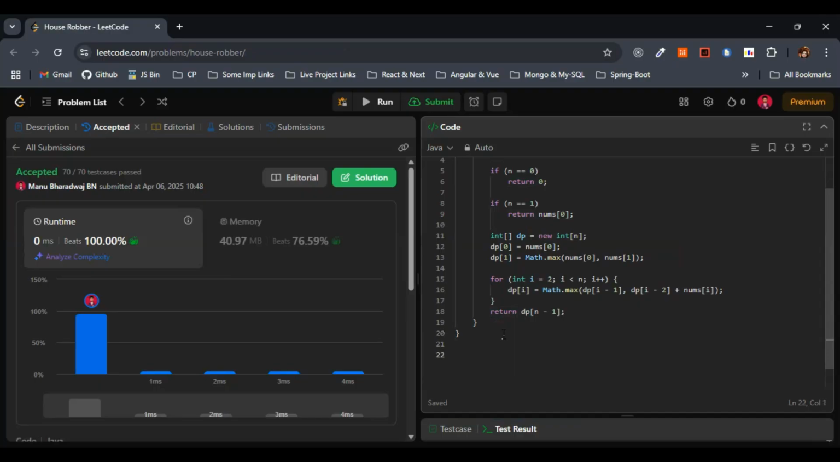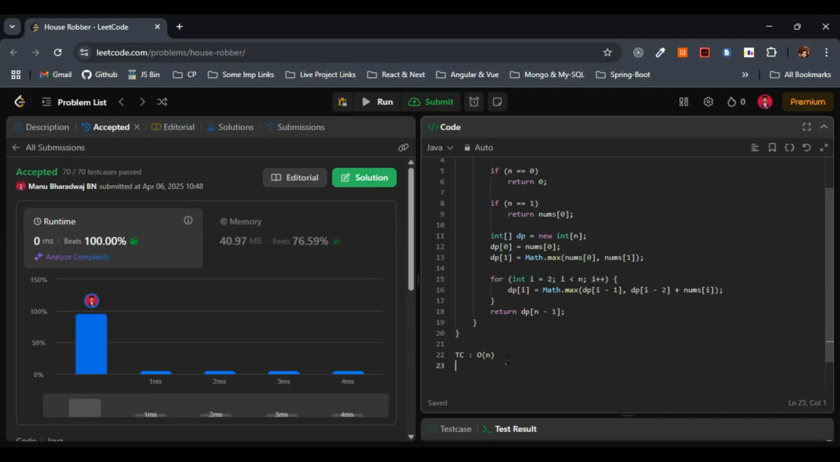So let's quickly discuss the complexities for the code that we have written. The approach that we went with here is bottom-up dynamic programming, or we can just call this dynamic programming, right? So here the overall time complexity would be O(n). Why is it O(n) here? Because we are processing each house once in a loop. Here, I'm speaking of line number 15, right? So we are processing each house once in a loop.